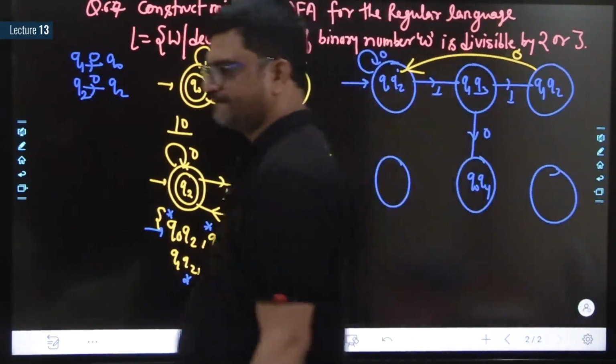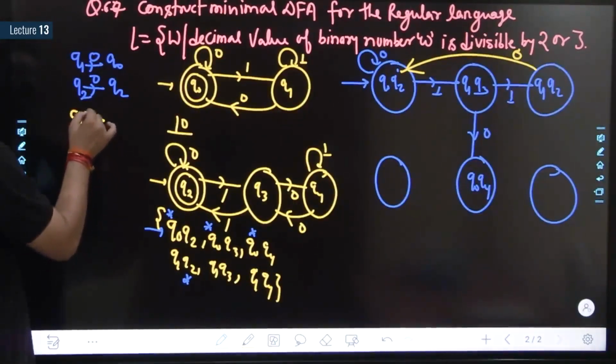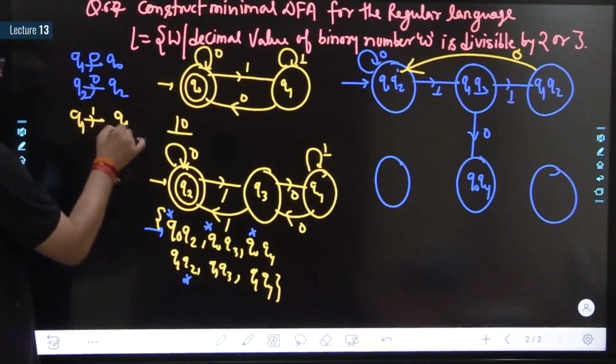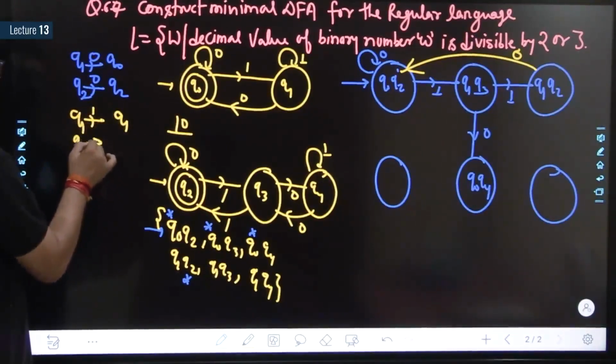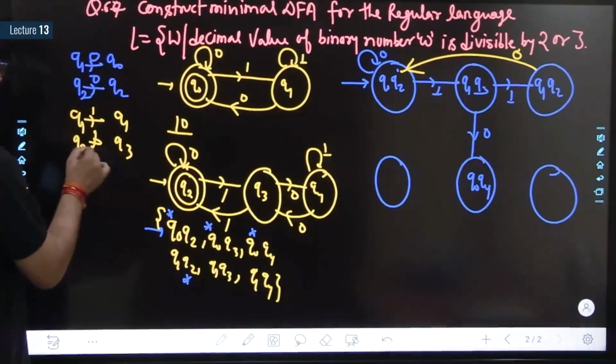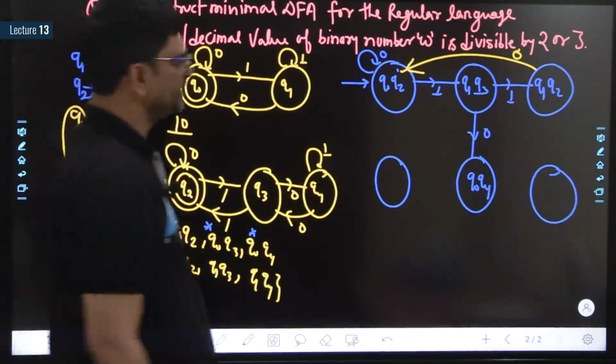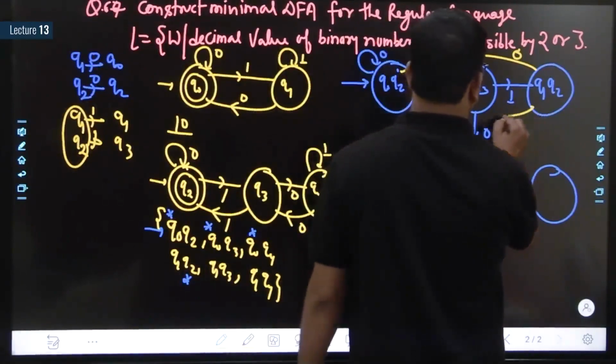For 1, Q1 on 1 goes to Q1, and Q2 on 1 goes to Q3. It means Q1, Q2 on 1 goes to Q13. This is for 1.